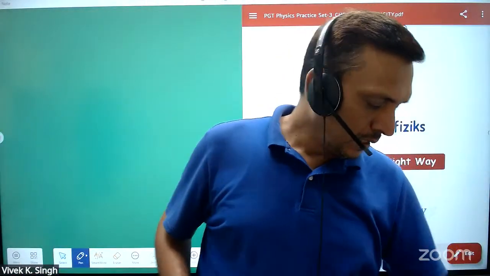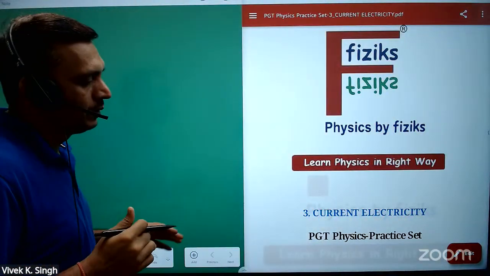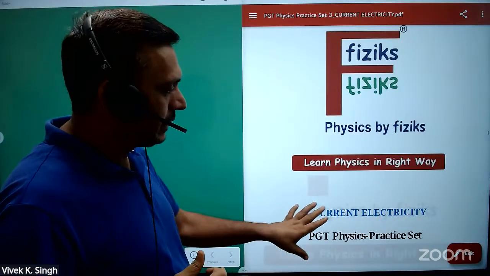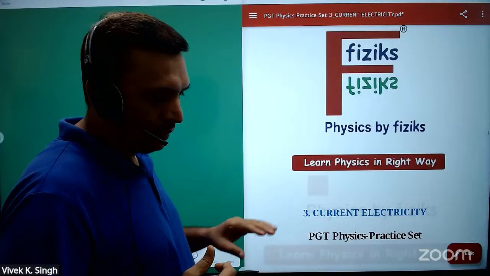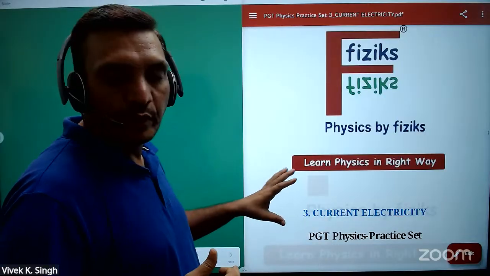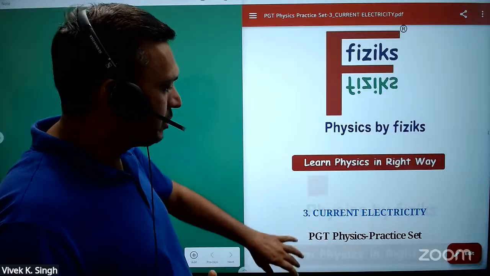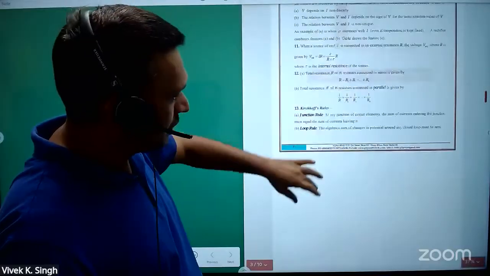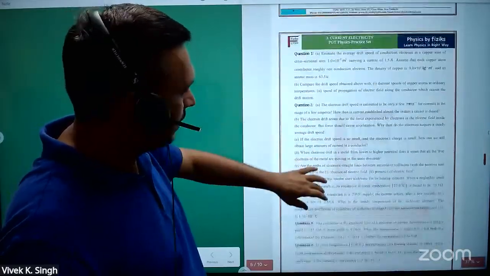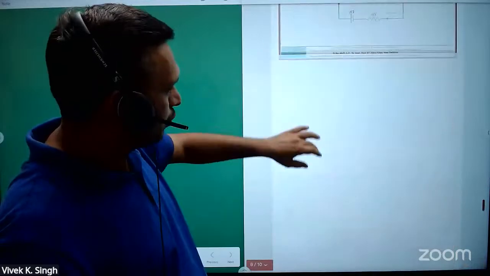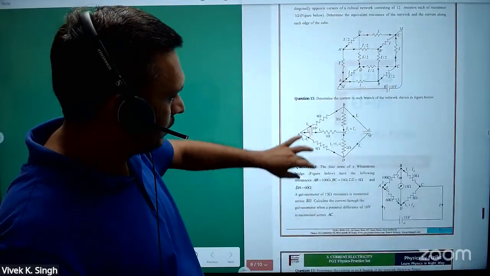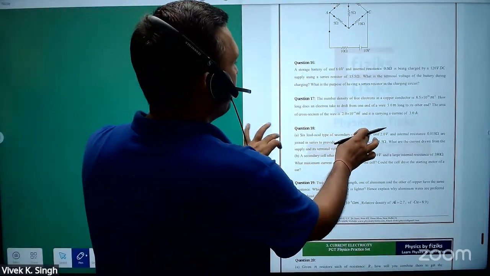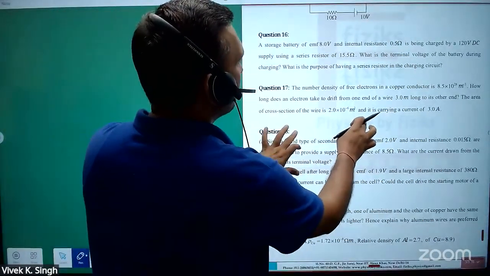So, in this practice session, we are going to complete the third chapter, that is current electricity. We have already discussed a few questions. Now, we will complete this particular topic. As you can see, we have summarized this chapter and then we have discussed up to question number 15. So, let's start with question number 16.